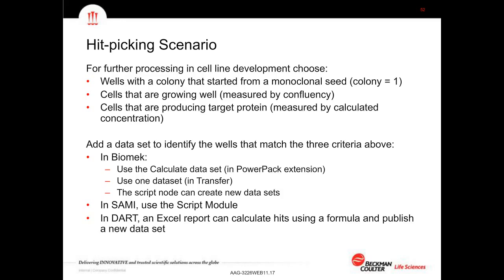A third way we can do this is using our DART data management software. We can create a report that has the well identifier, the 3 columns which each have one of the values from above, and then use a formula in Excel to look at a comparison that turns into a true or false value depending on whether that condition is met. And that information can then be pushed back into the DART database.